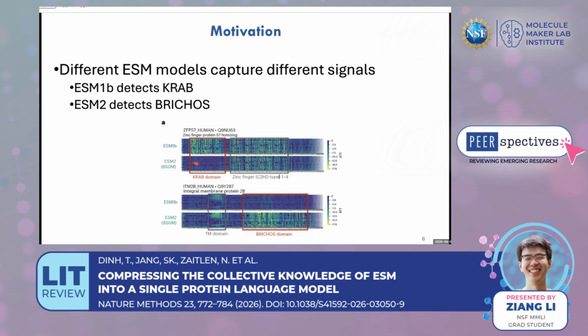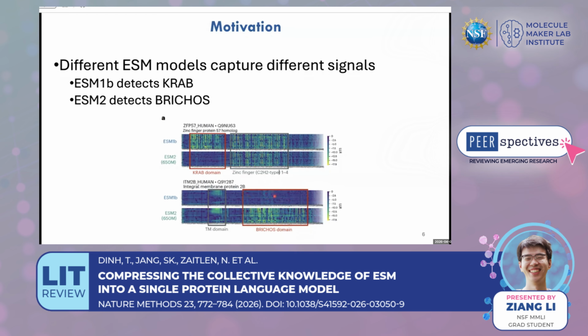When we say that ESM2 failed to do so, ESM2 gives a really high score to the KRAB domain, which means that it thinks all these mutations are pretty good. And also sometimes ESM2 can find domains that ESM1B fails to find. So this BRICHOS domain was captured by ESM2, but failed to be captured by ESM1B.